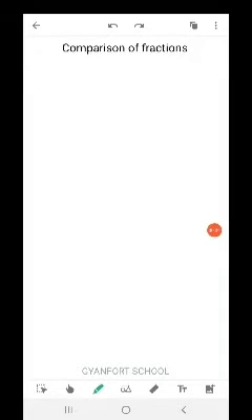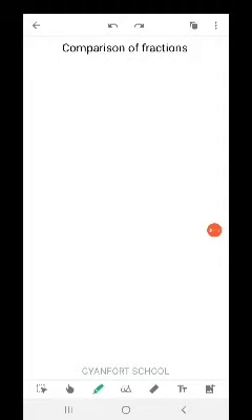Hello students, so far we have learned basics of fractions. We got to know improper fraction, proper fraction and mixed numbers. We learned how to represent fractions visually. Now we will learn how to compare two fractions.